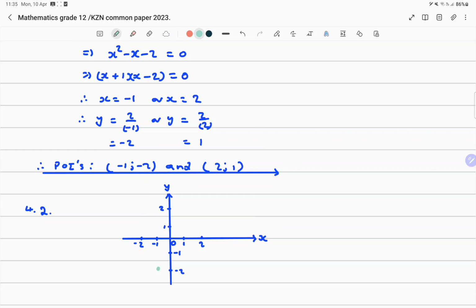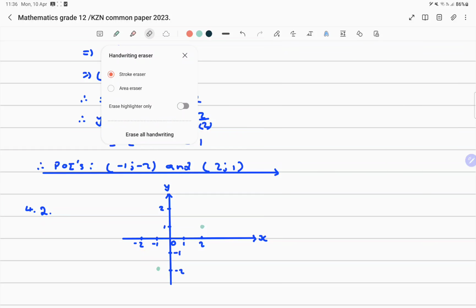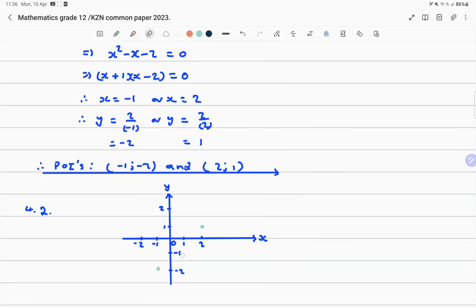That's the first point of intersection. And then the next one is 2, 1. So this one is over there, right around there, okay? Of course, it's just a sketch I'm doing here. I'm not going to complicate my life. So I think we need to adjust our -1 because it's going to create a bit of a problem. This one needs to be adjusted just a bit.